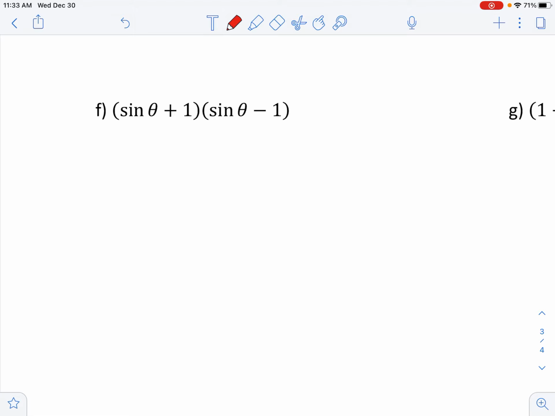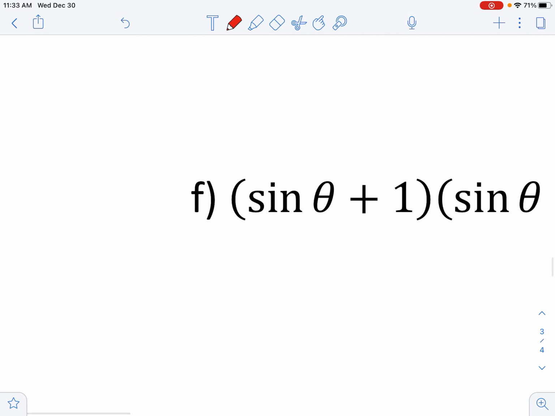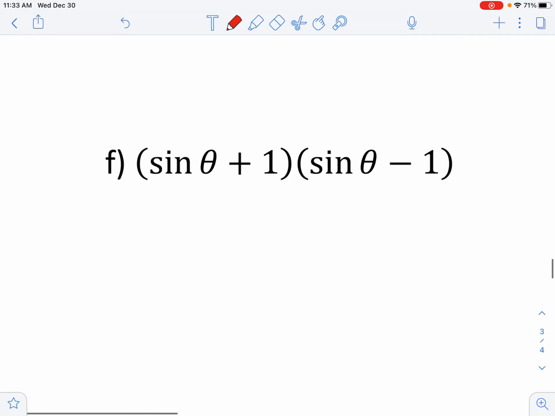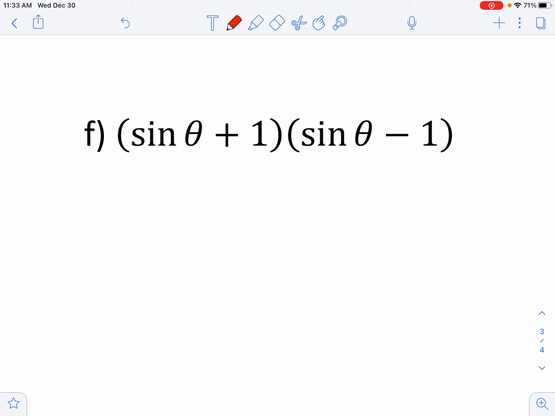Okay, next one. So first thing I want you to notice is that people see this and they're like, ooh, the first identity, because there's a sine and a 1. Remember, it has to be squared. So I would say to you, well, what can you do with this? Like, use basic algebra. And then someone will shout out, FOIL. Absolutely, you can FOIL this. So let's see what happens when I FOIL this.